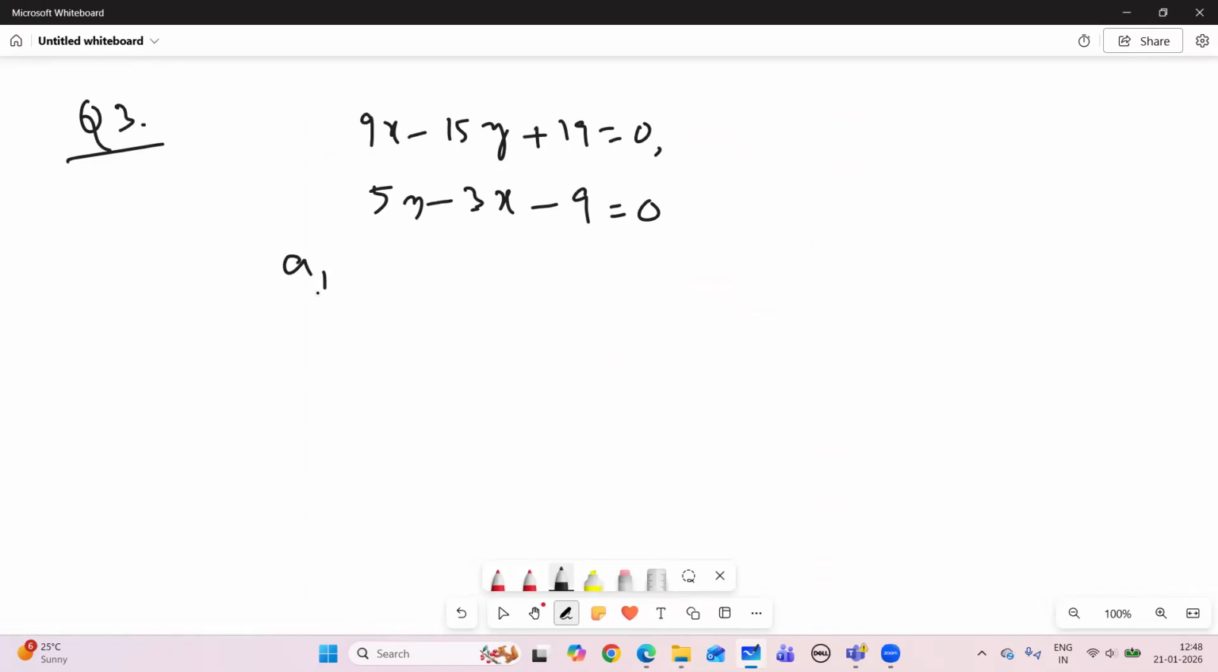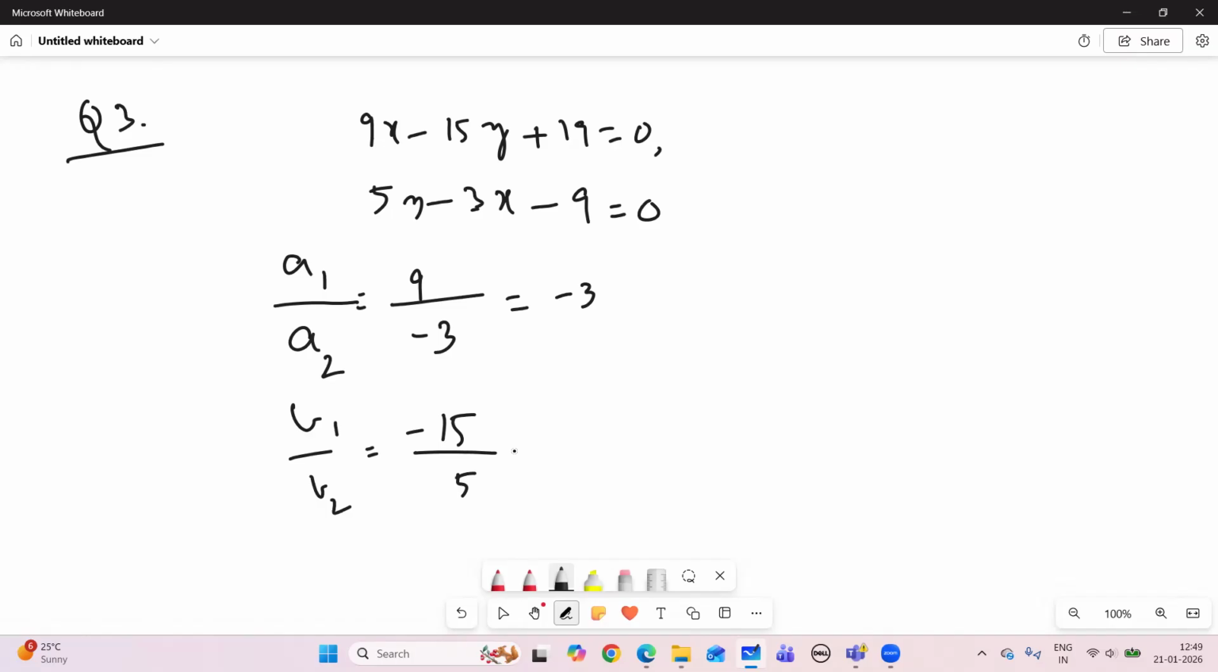Let us form a1 by a2. a1 is 9, a2 is minus 3, so this is minus 3. And then b1 by b2 is minus 15 by 5, which is minus 3. And then you go for c1 by c2, that is 19 by minus 9.